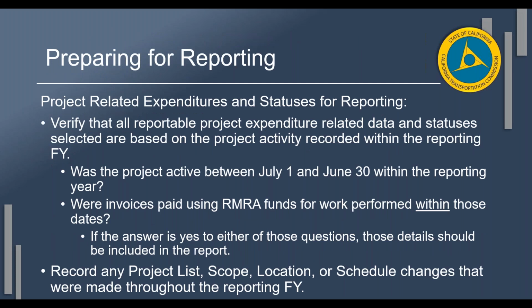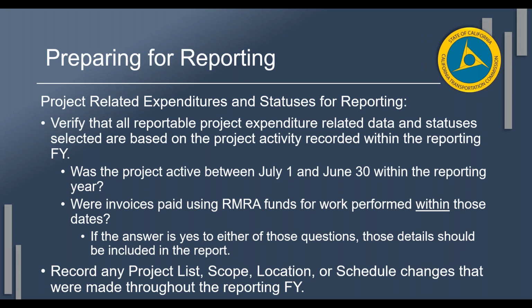How do you want to prepare for this report? Preparing for your reporting is making sure that you're tracking your project-related expenditures and statuses. This means you want to verify that all reportable project expenditure related data and statuses have been selected and are identified based on the project activity that occurred within that fiscal year. So these are the questions that you want to ask yourself. Was the project active between July 1 and June 30th within that reporting year? Were there invoices paid using RMRA funds for work performed, and I really want you to pay attention to this, within the reporting year, within those dates?